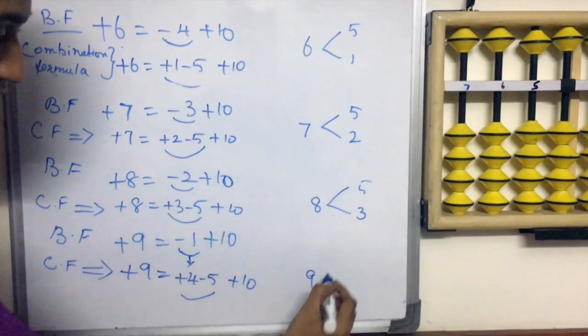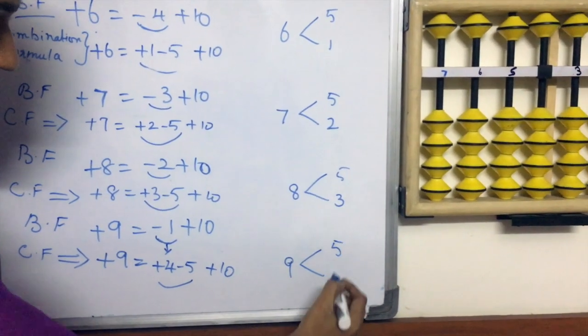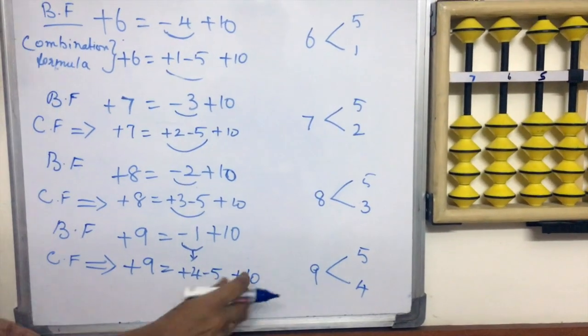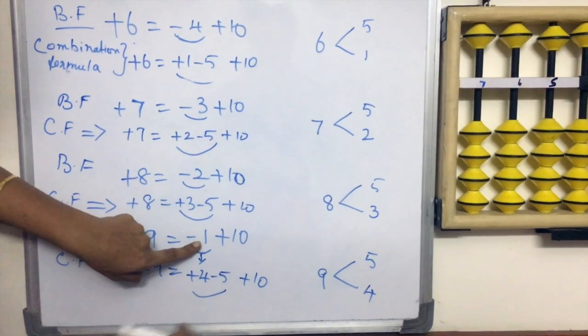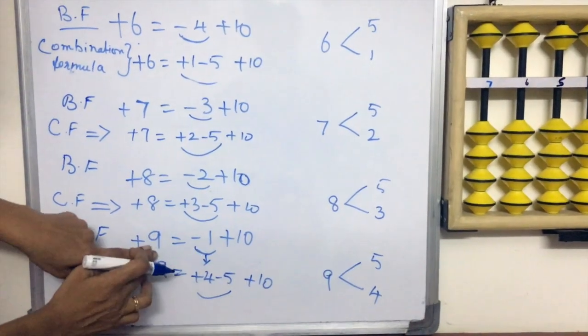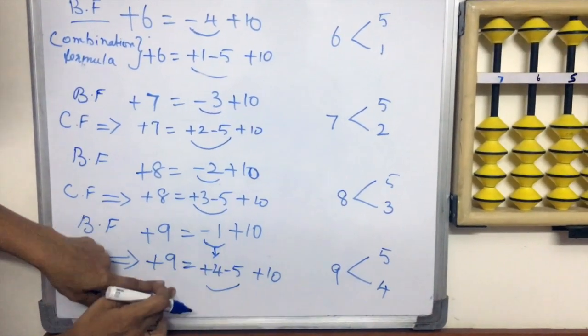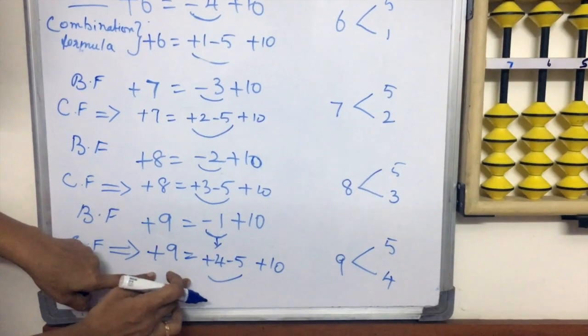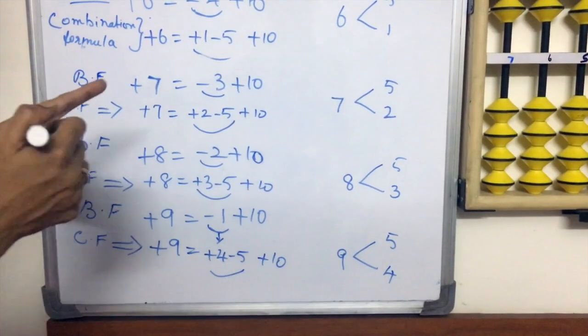So we can split 9 as 5 and 4. Don't confuse the big friend with the combination. Big friend of 9 is 1, but while doing the combination method, we should do plus 4 minus 5 plus 10.